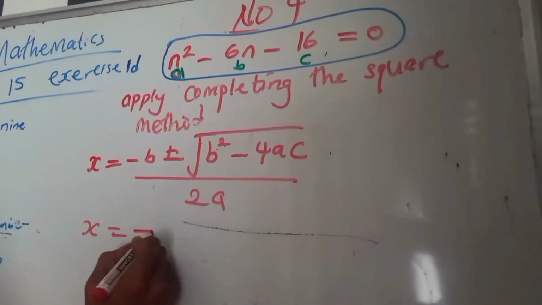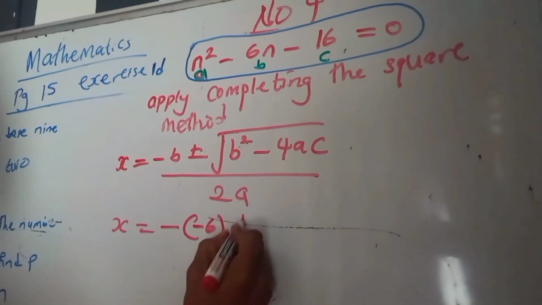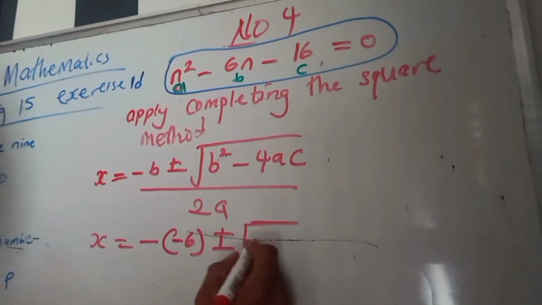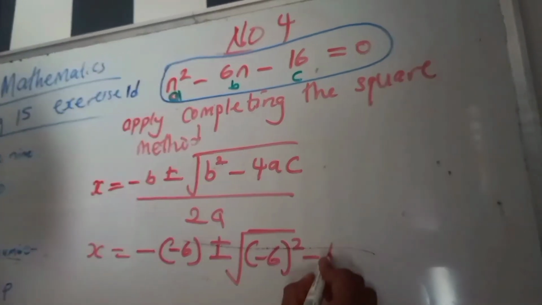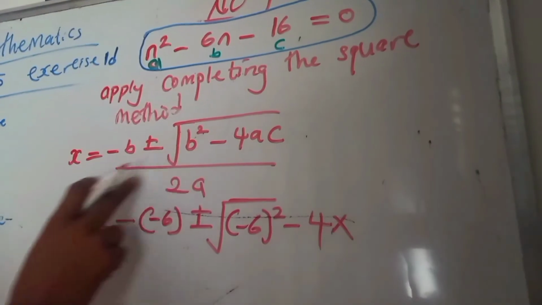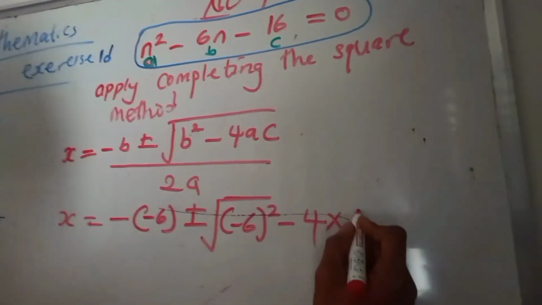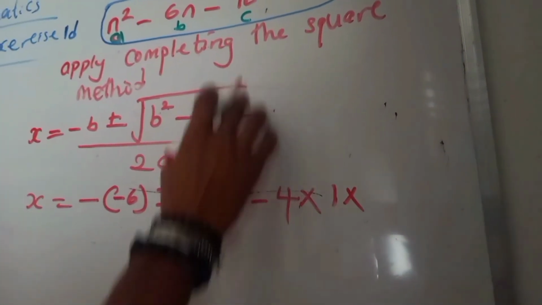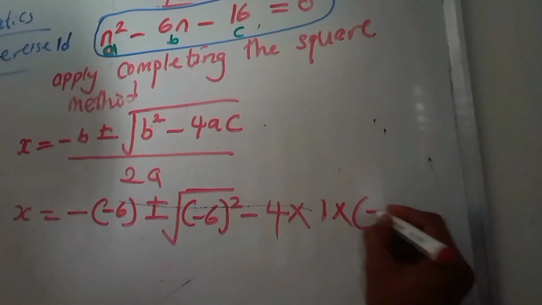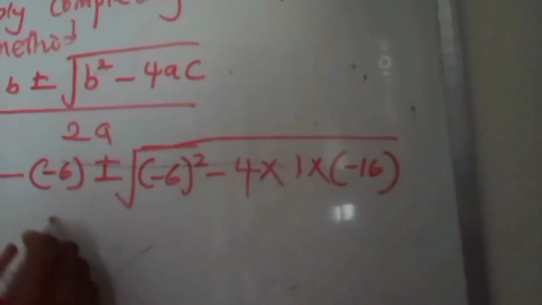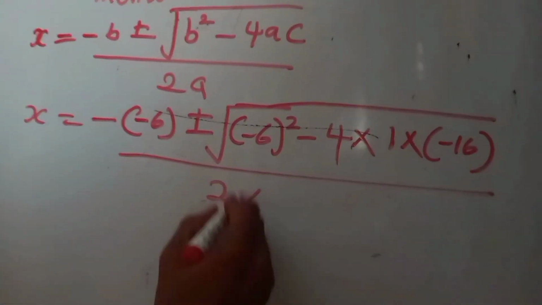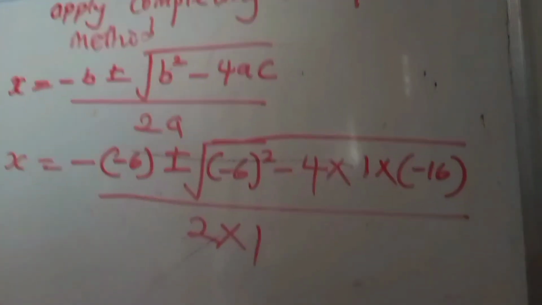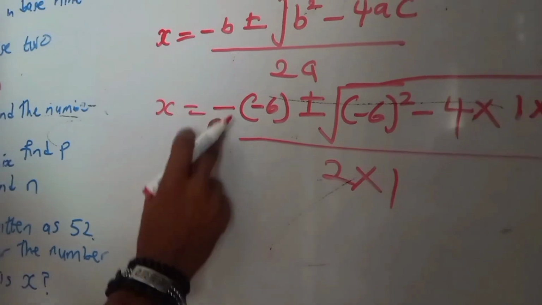So being that x equals minus b, which is minus bracket minus 6 close bracket, plus or minus the square root of b squared, which is minus 6 squared, minus 4 times, what's my a? My a is the coefficient of n squared, which is 1. So 1 squared, times, what's my c? My c is minus 16. All over 2 times a, which is 1. We continue. x equals minus times minus is plus 6.